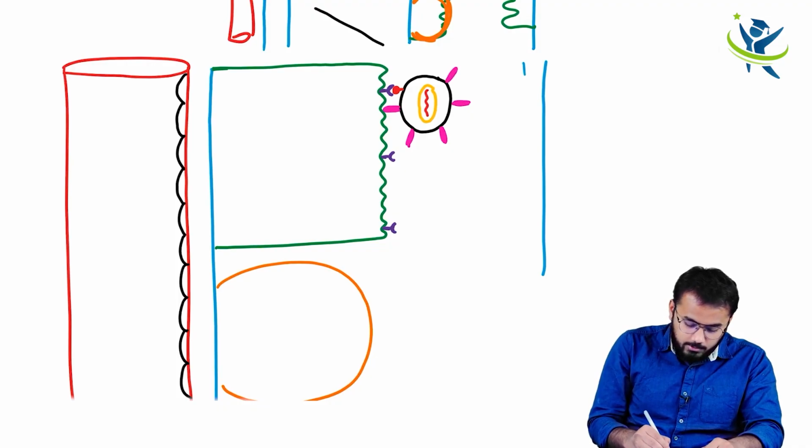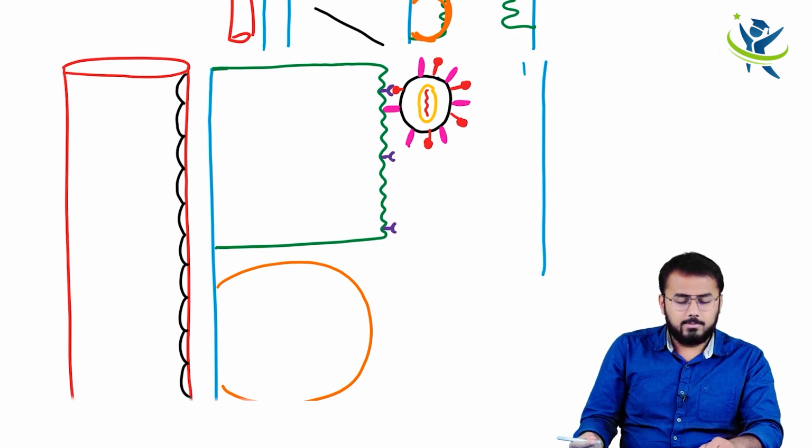I'm drawing a couple of them. Let me draw it. I love to draw anyways. So these are your HN, the pink ones are your fusion proteins. So I've just shown you a simple example.